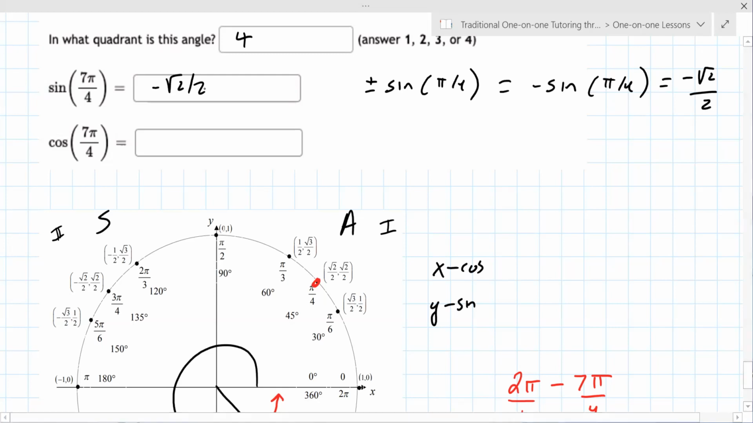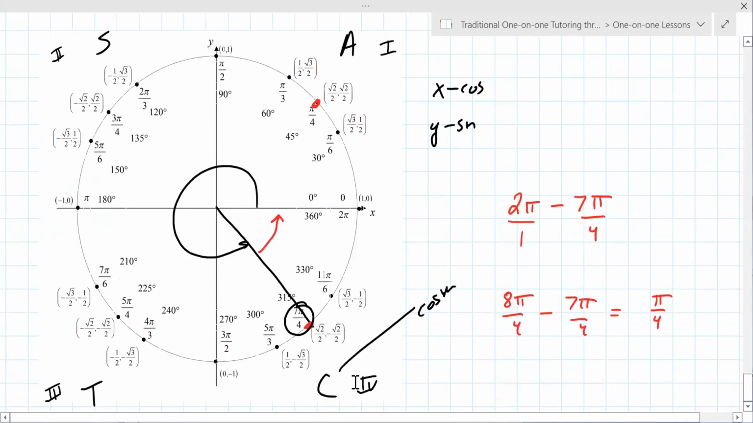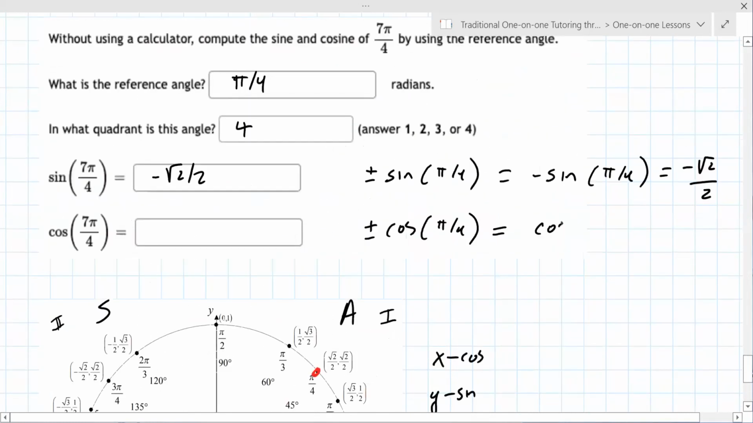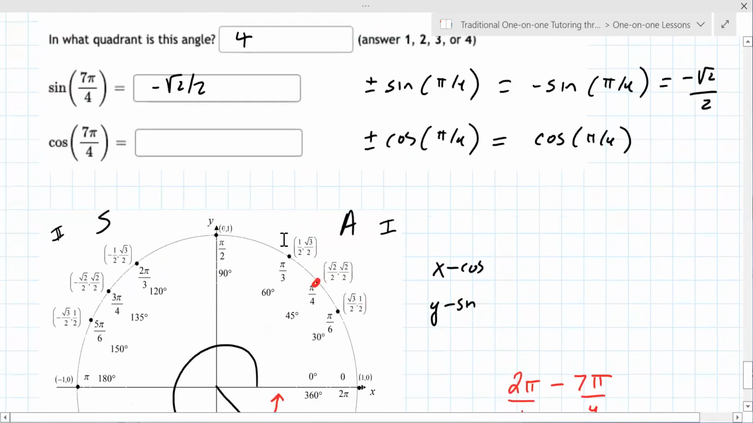And cosine is really similar. It's the same reference angle, of course. But in the fourth quadrant, cosine is positive because it's the C. C means it's positive. So it's positive cosine pi over 4. You go to the first quadrant of the unit circle, which you're going to memorize really quickly because you're going to see the same things over and over again. It's the x value there, so it's root 2 over 2. And it happens to be the same as the other values.